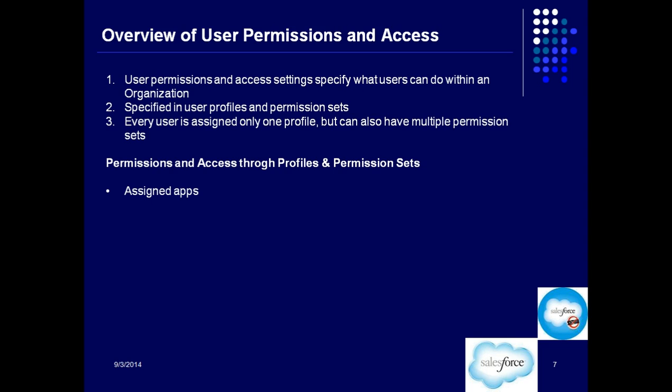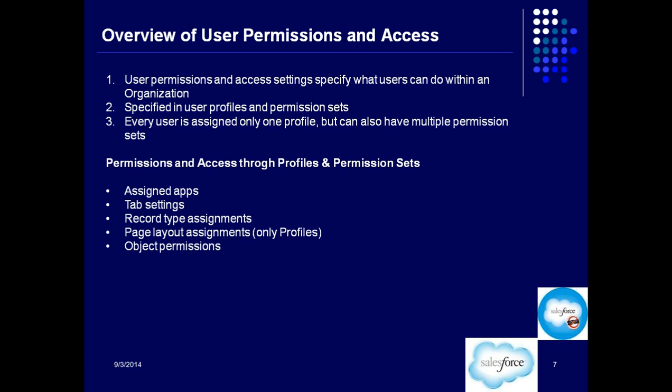Assigned apps. The apps that a user gets to see is controlled through this. Tab settings, the tabs that a user can see on Salesforce. When you see the tabs, what all tabs a user will see, that depends on this permission and access. Record types, okay, which record types are available to that user, that depends on this. Page layouts, the different pages that are available to the user.